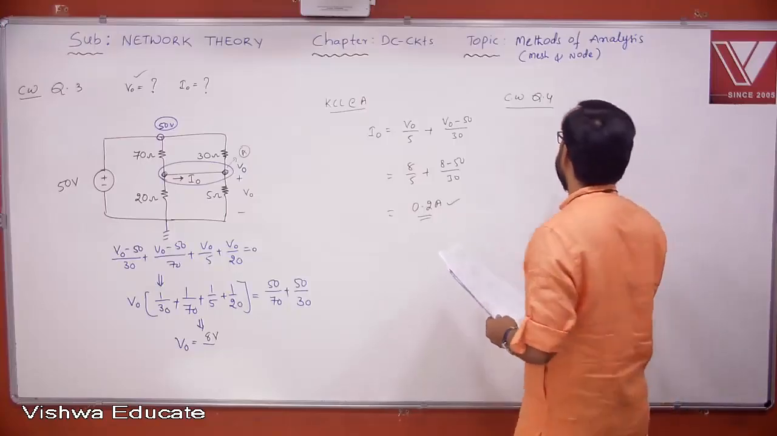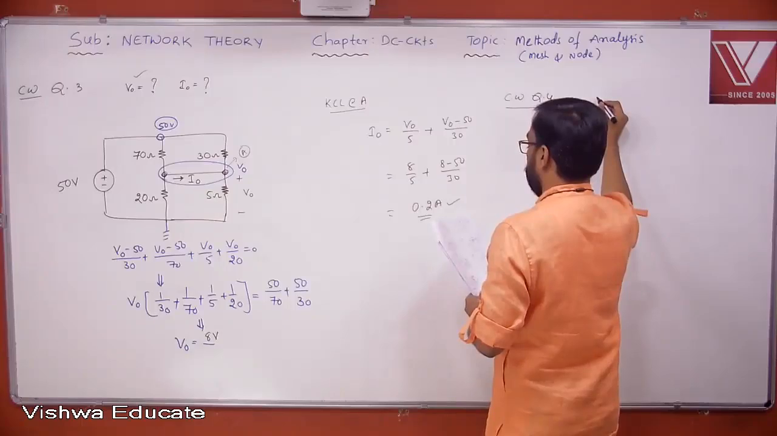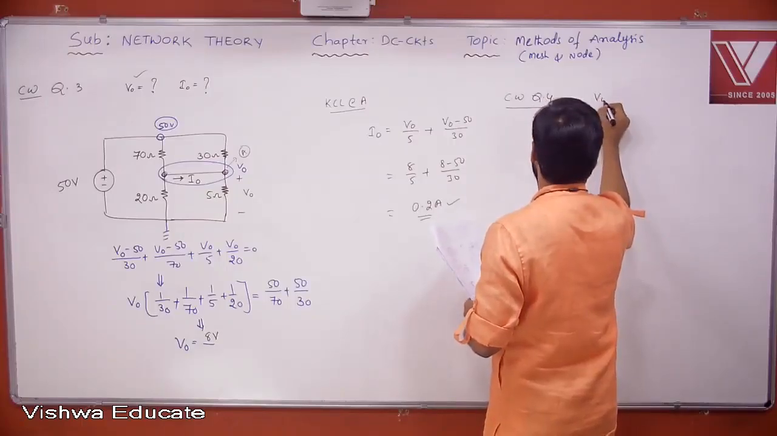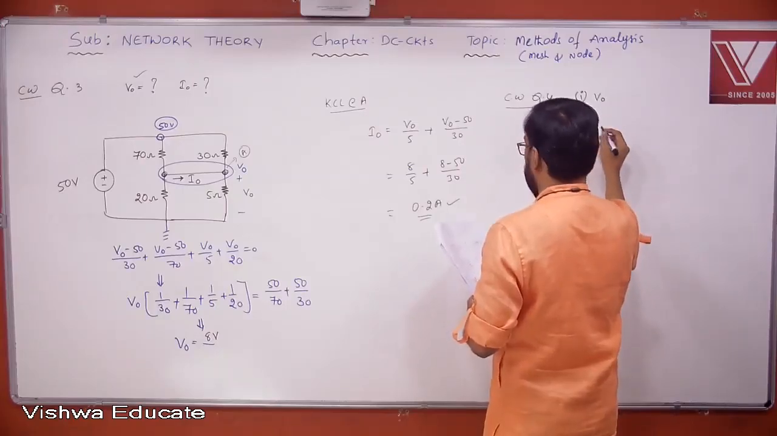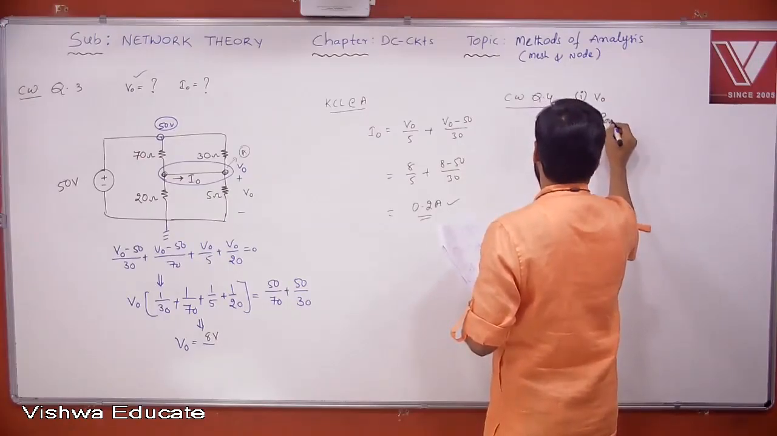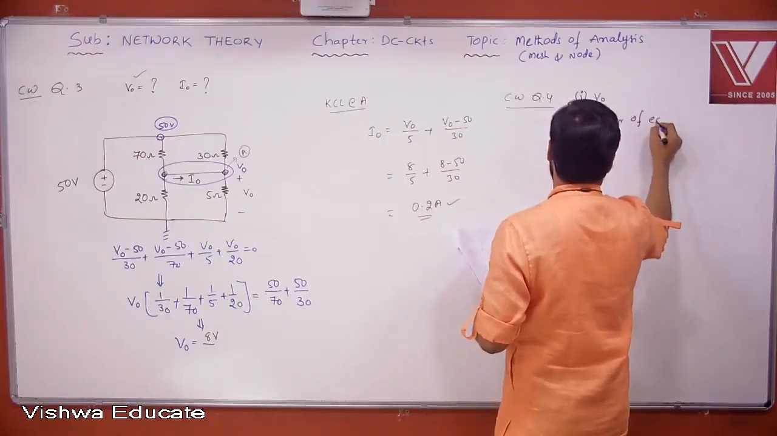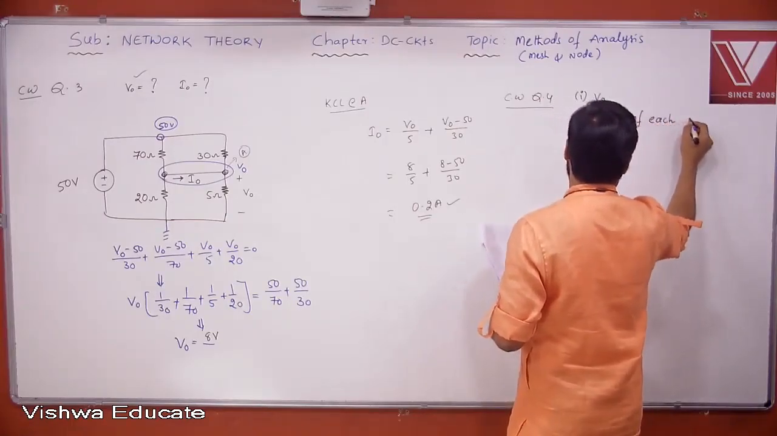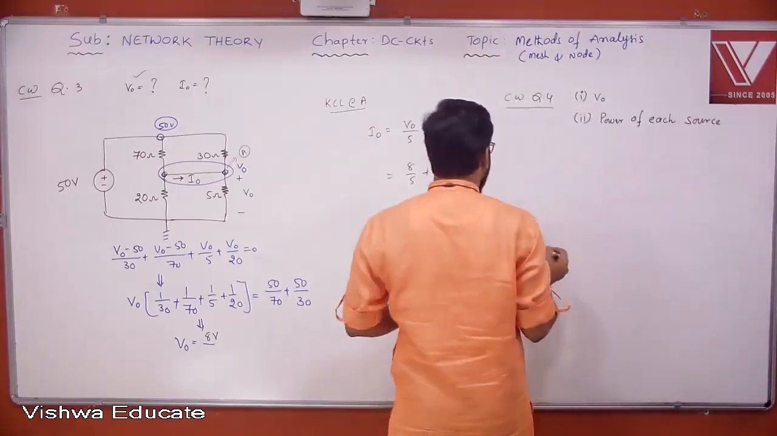V value. Find V naught. The first question, V naught. The second is the power of each source. Power supplied or absorbed by each source. Okay, this is question number 4.